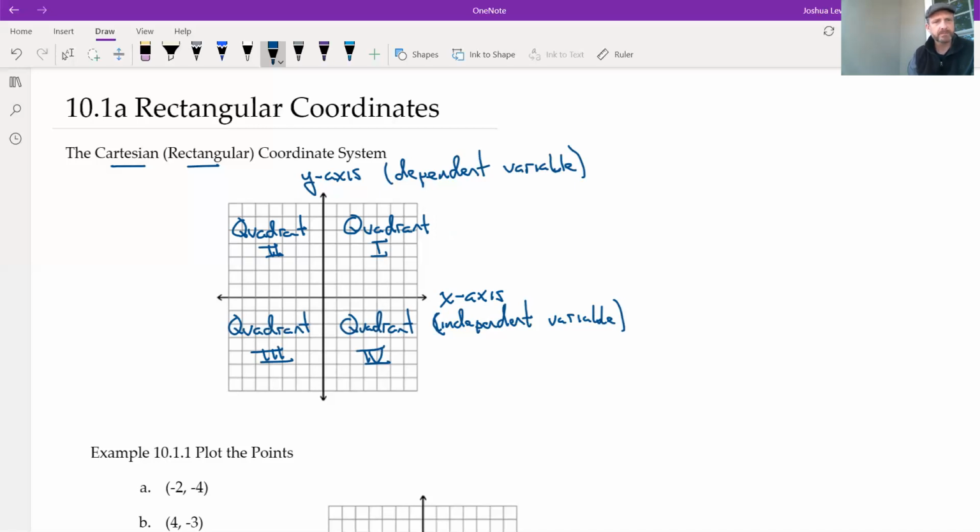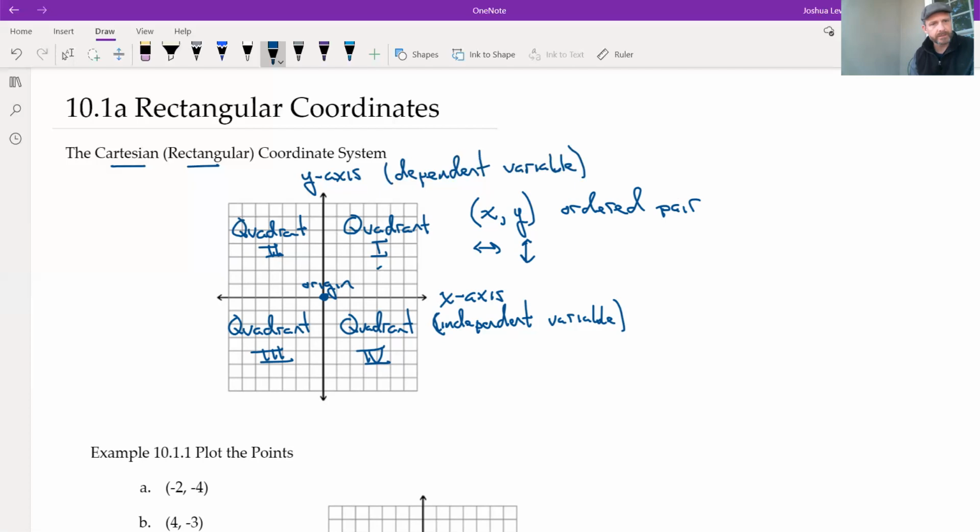So any point can be given as an ordered pair, (x, y). This is known as an ordered pair. Ordered because the first number represents the x coordinate, the second the y coordinate, and pair because, well, there's two numbers. The first coordinate tells you how far to move left or right from the origin, and the second, how far to move up or down. And where is the origin? Well, that's right here. That's the origin, (0, 0). Okay?